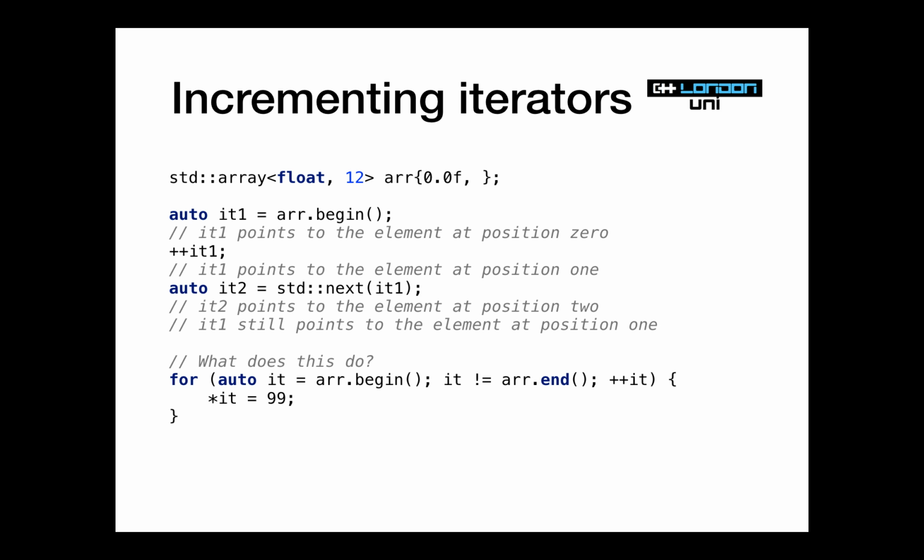So if you're iterating over the whole container, prefer a range-based for loop. It's no slower, will generate exactly the same code, and it's harder to get wrong. So you may as well use the range-based for loop when you can.